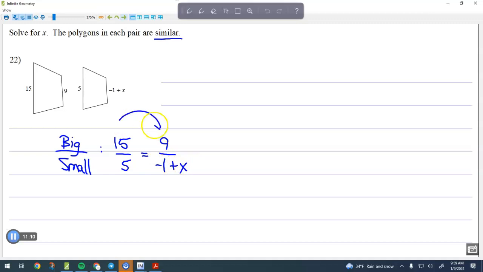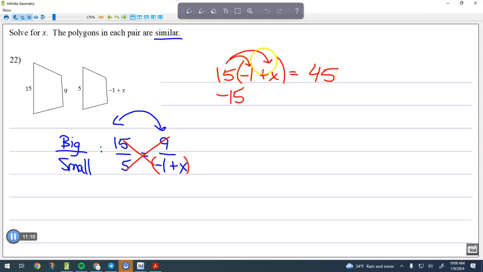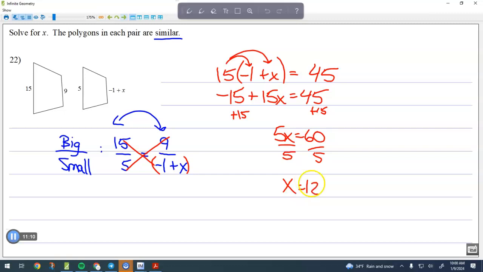And some people might have these fractions flipped, like right and left. That's totally fine. They get the same answer. I'm going to cross multiply. So 15 times negative 1 plus x equals 9 times 5, so that's 45. So that'd be negative 15 when I distribute, plus 15x equals 45. I would then add 15 to both sides. 15x equals 60, and if you divide by 15, I might not have given you enough time, but it's 4. How many have 4?